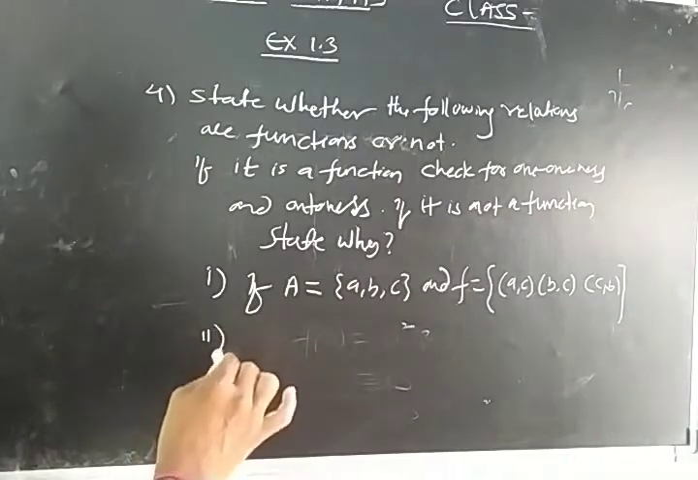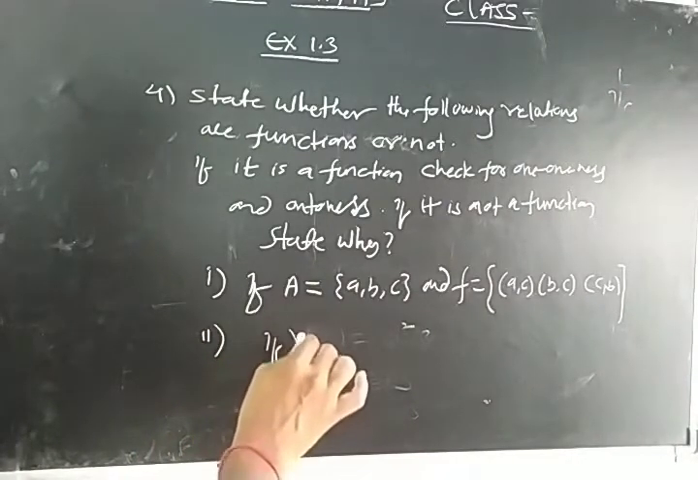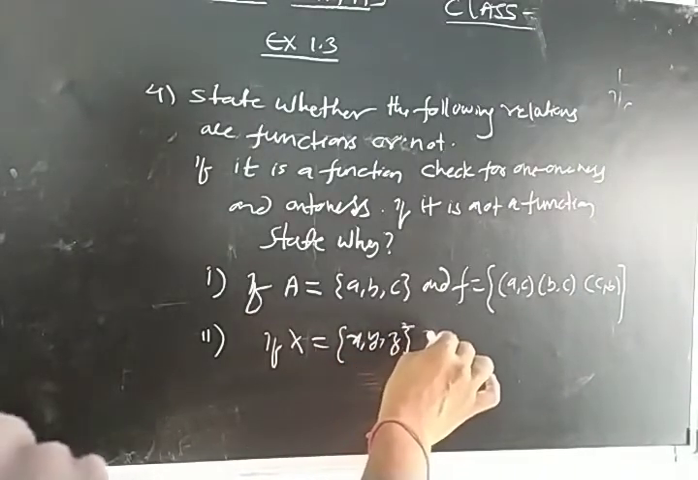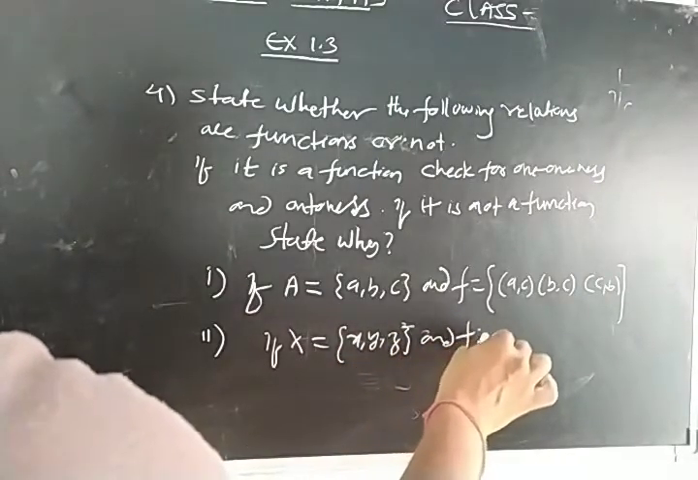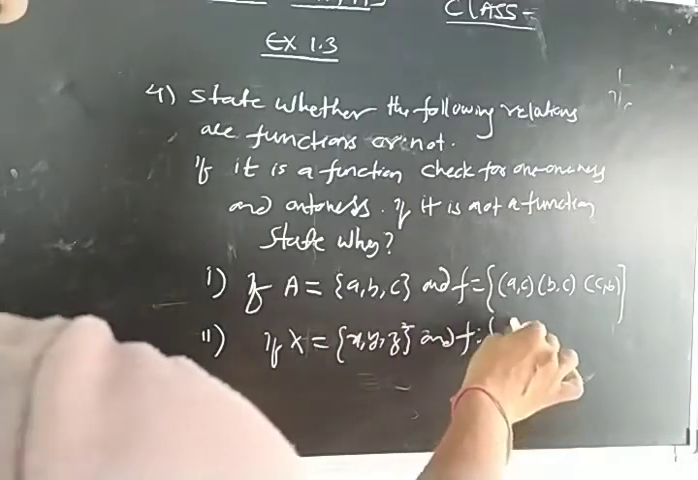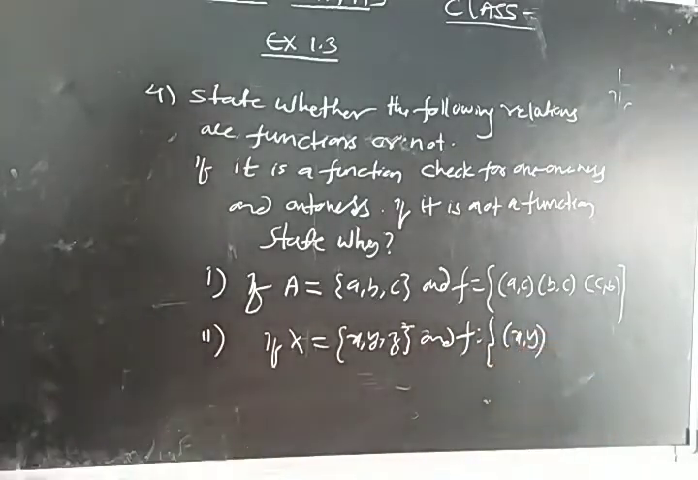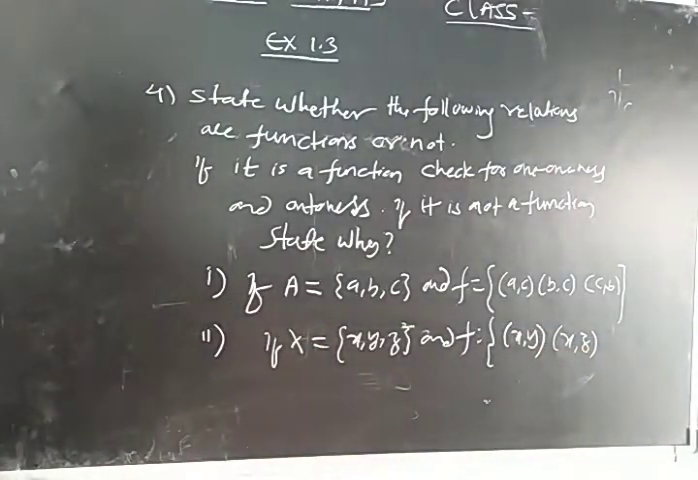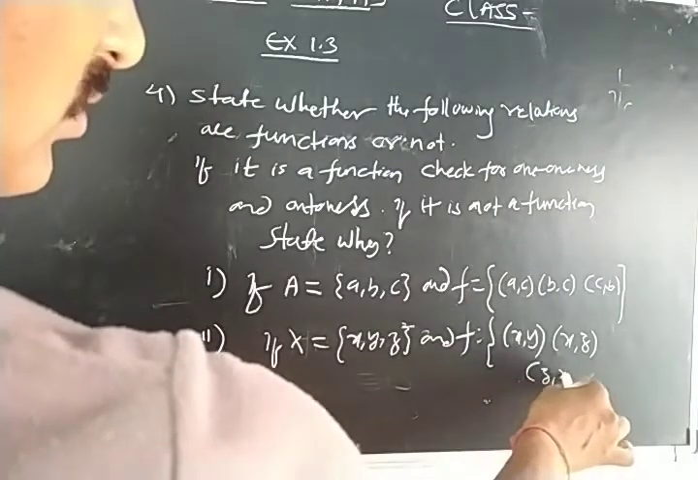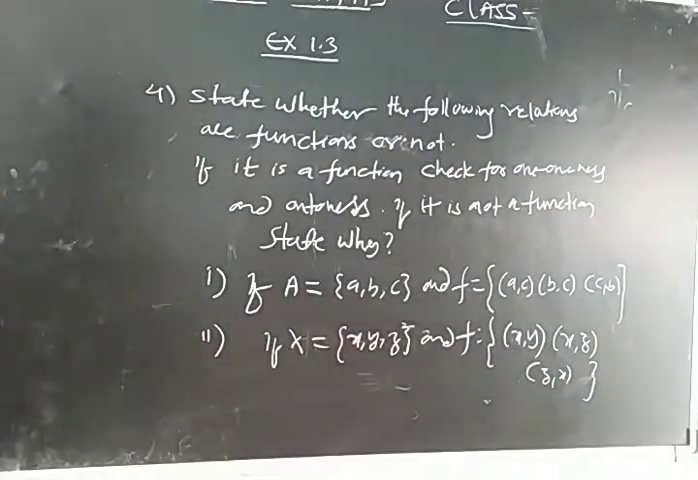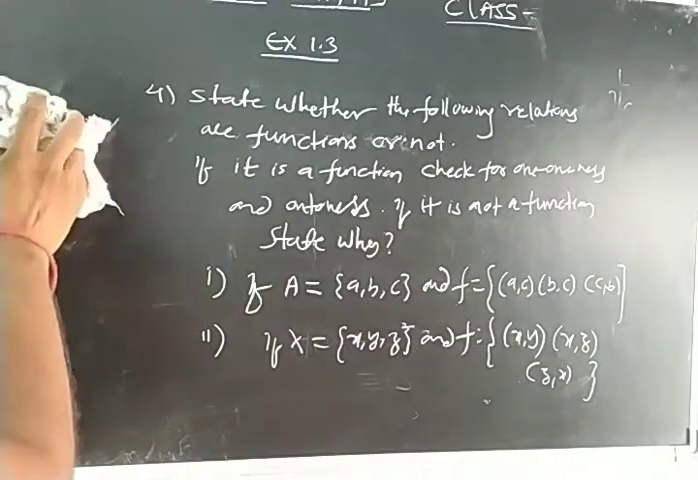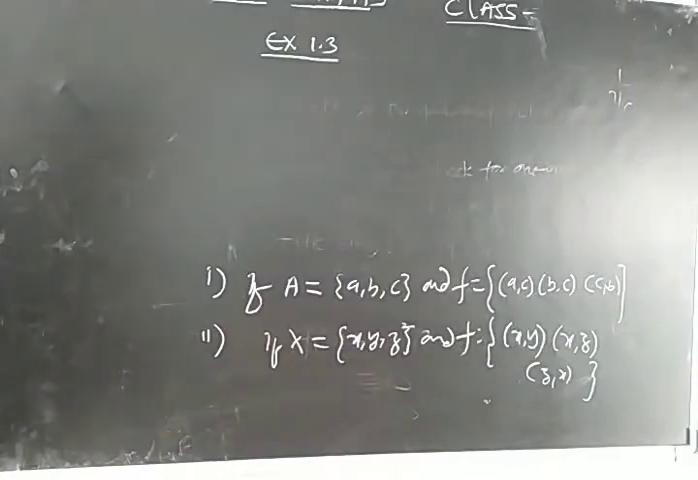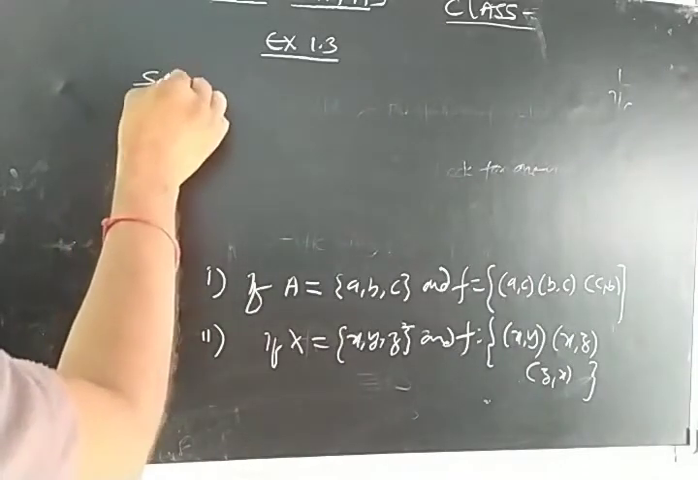Okay. Second question, if capital X having 3 elements x, y, z, and f is defined from capital X to X as it having the ordered pairs (x, y), (x, z), (z, x). Okay, these are the relations only. Now we are going to check whether they are functions or not. If they are functions, then we have to check 1-1ness and ontoness also, right? First one, solution.